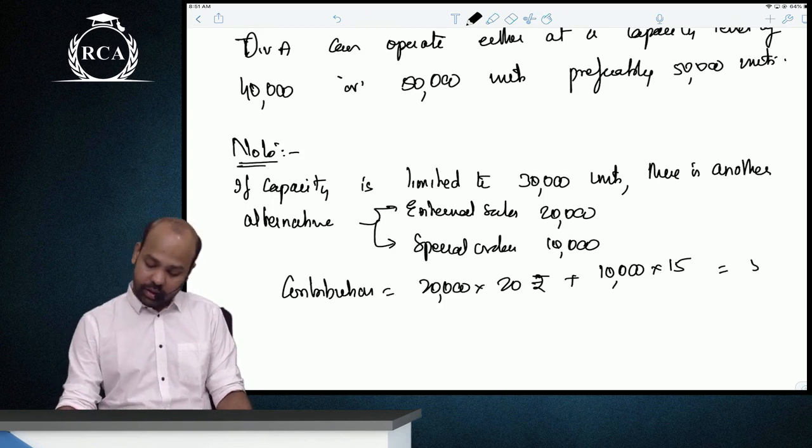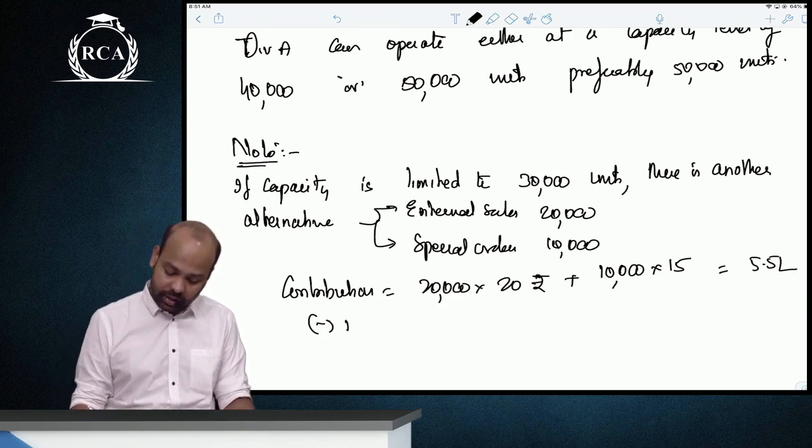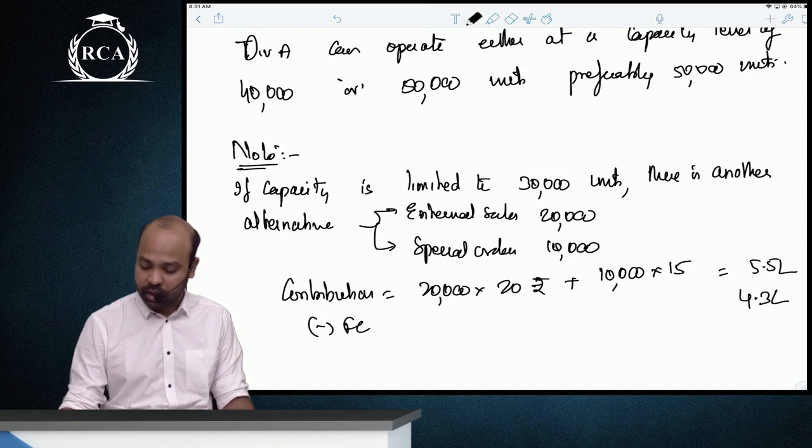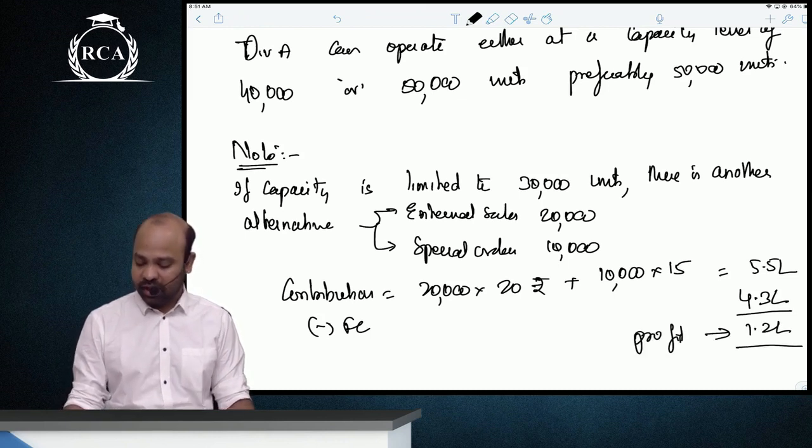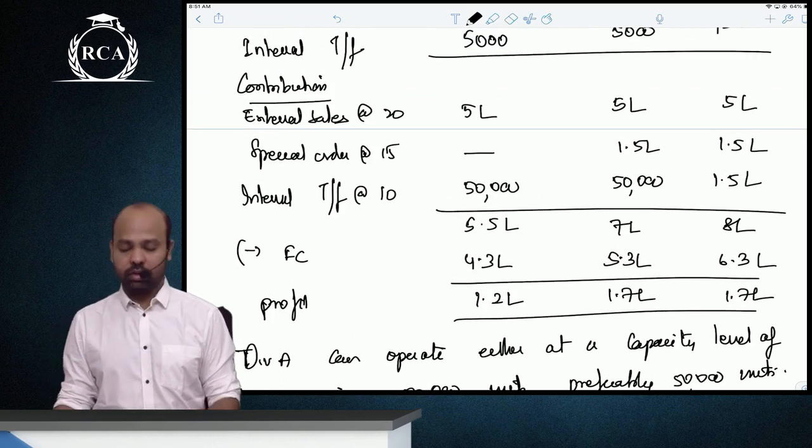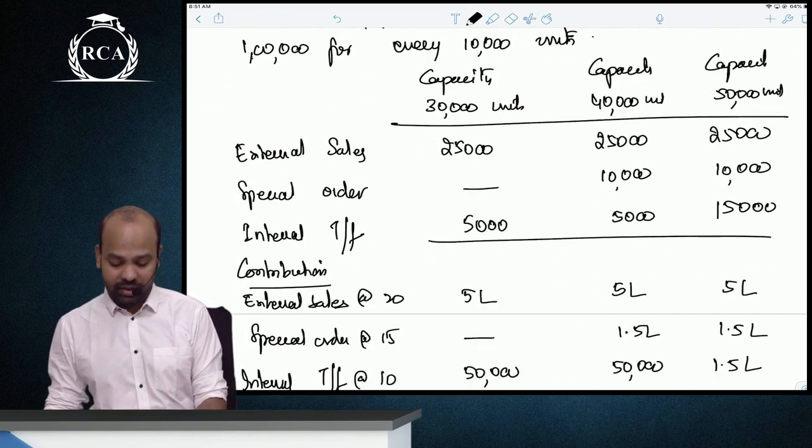Correct? Yes, sir. 5.5 lakhs, and the fixed cost as such, beta, would remain at 4 lakh 30, profit 1 lakh 20. Same profit as above. This is another alternative. But anyways, beta, this is the answer.